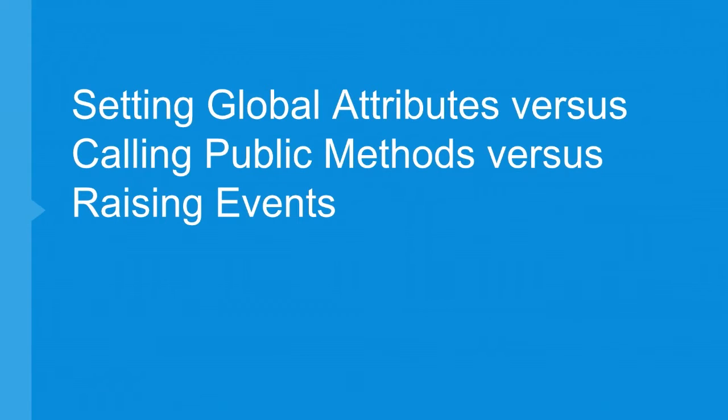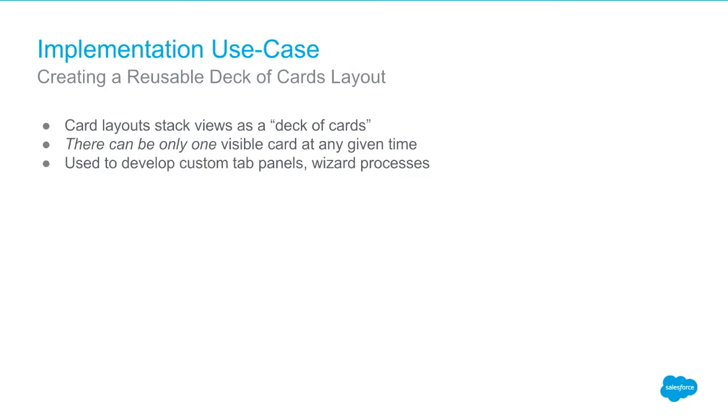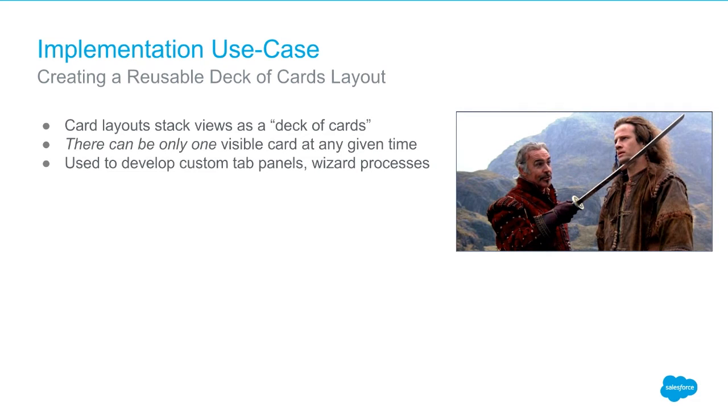Right? So one of the things that we frequently wind up doing in mobile web development is show/hide operations, to take multiple views, stack them on top of each other into what I'll call a card view, and then you can basically show different aspects of that. So this is what I call a reusable deck of cards layout. And much like Highlander, there can be only one visible card at any given time.